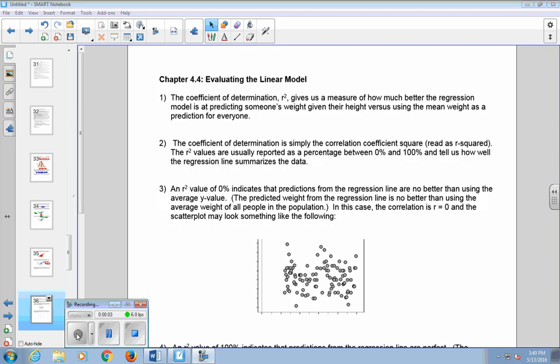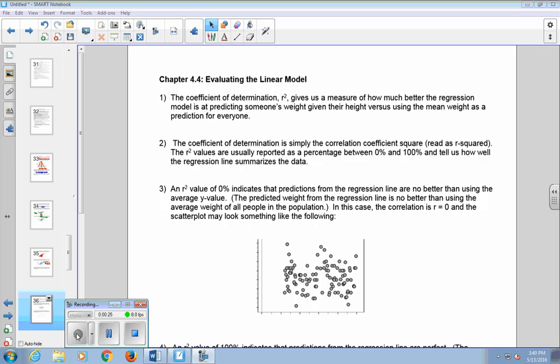This is chapter 4.4, evaluating the linear model. The coefficient of determination, which is r squared, gives us a measure of how much better the regression model is at predicting someone's weight, given their height, versus using just the mean weight as a prediction for everyone. So the coefficient of determination is simply the correlation coefficient squared. We read that as r squared.